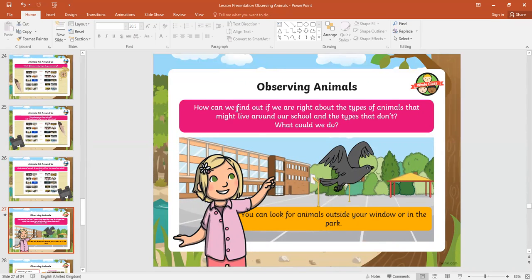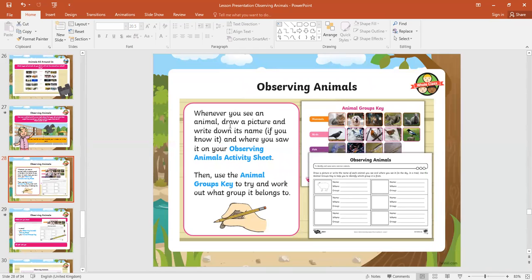Observing animals: how do you think we can find out if we're right about the types of animals that might live around our school and the types that they don't? What could we do? You can look for animals outside your window or in the park. Whenever you see an animal, draw a picture and write down its name and where you saw it on your observing animals activity set. Then use the animal group key and find out which group they belong to.